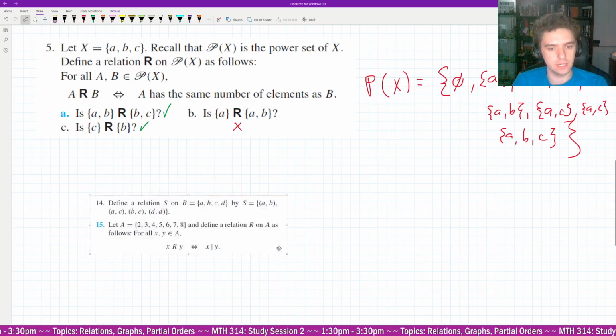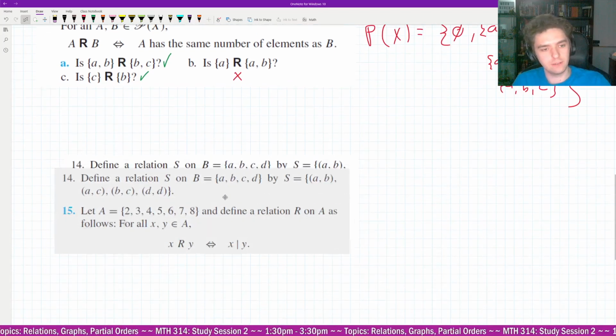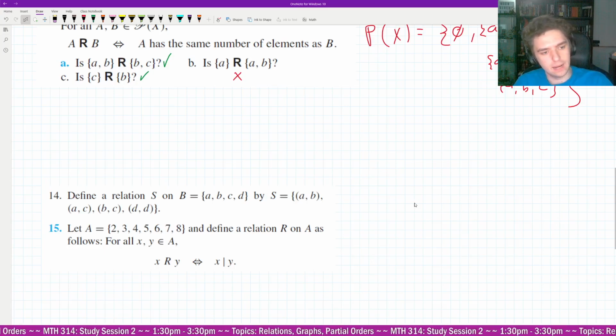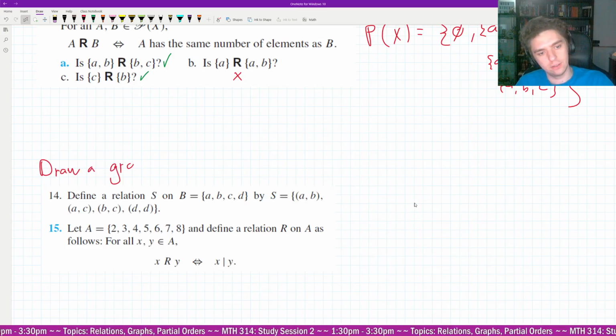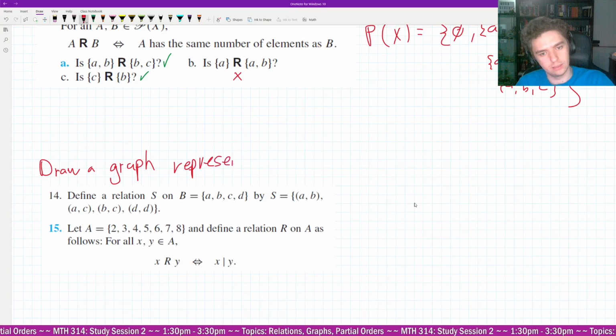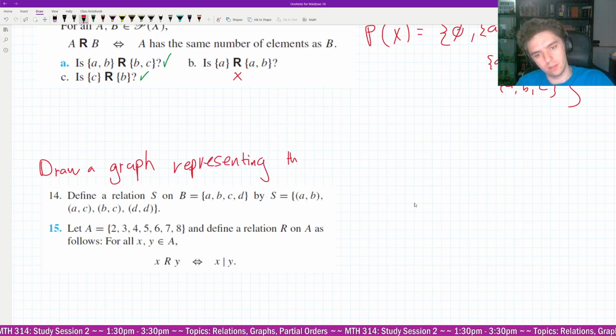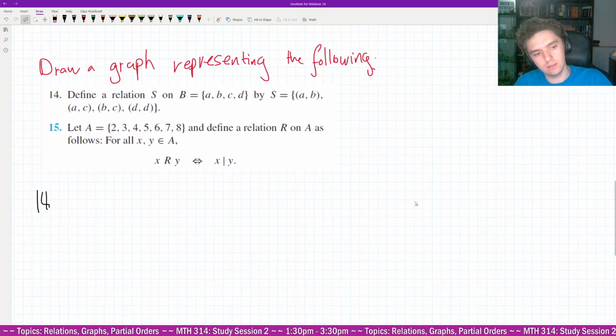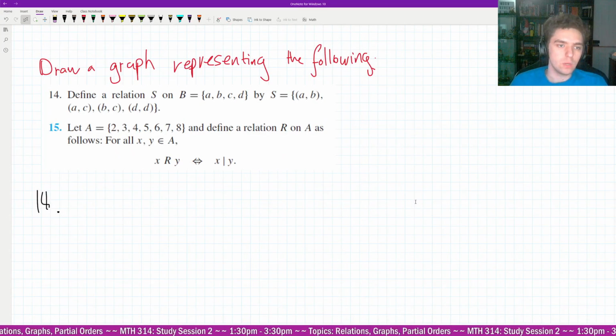Get into this. For each of these questions, for 14 and 15 here, by the way, all these questions so far are from the other textbook, the Susanna Epp textbook. I cut out the question, but it just says draw a graph representing the following. So we just want to draw a graph for each of the following relations. So for 14, we want to draw a graph that illustrates this relation.